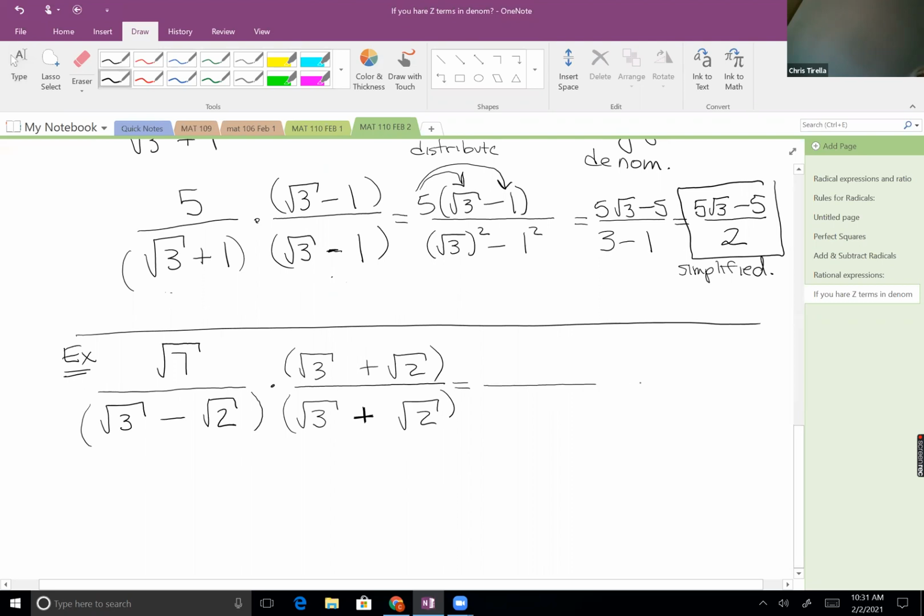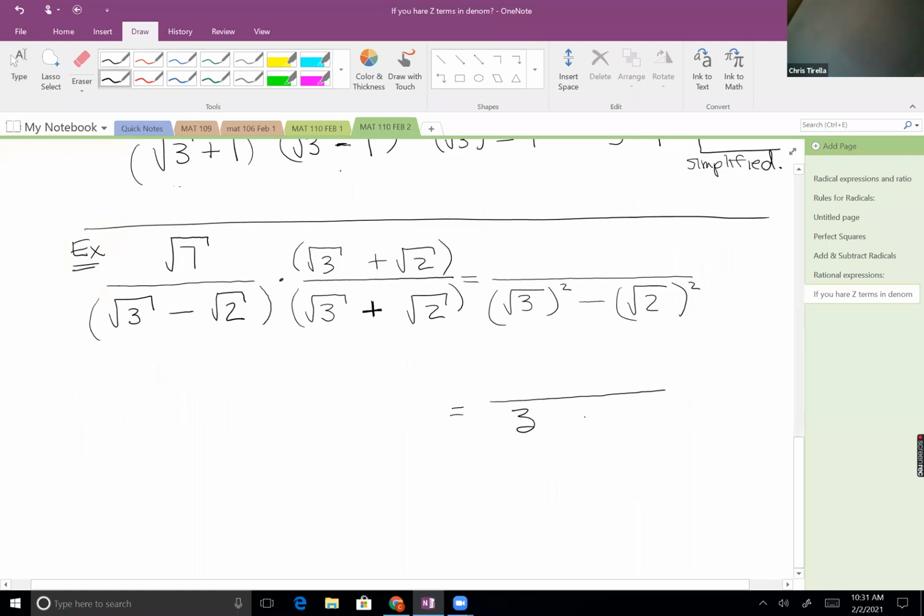In the denominator, because they're conjugates, I'll get the first one squared minus the second one squared. So my denominator will be 3 minus 2, which is 1. I apologize. I wish I could work across, but I'm writing too big. So I'm going to have to work down on here.